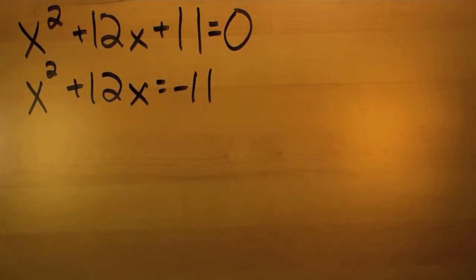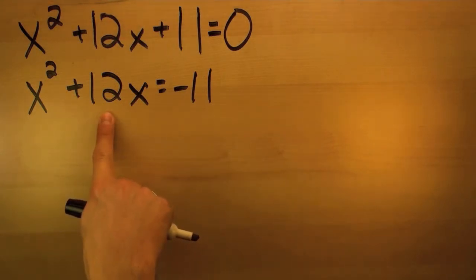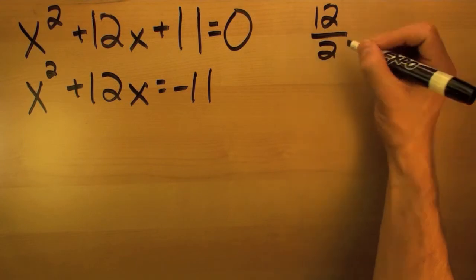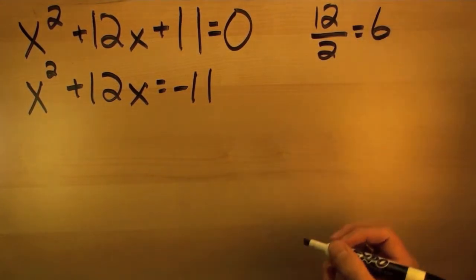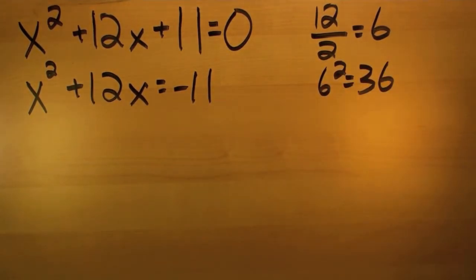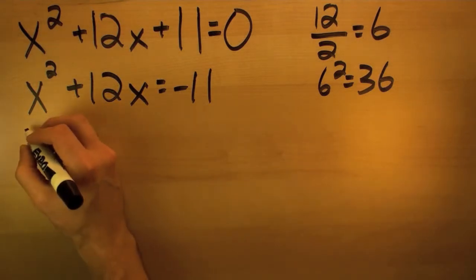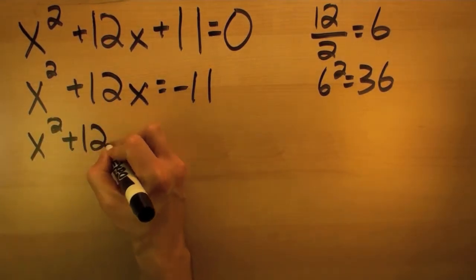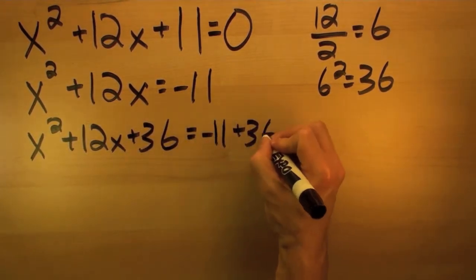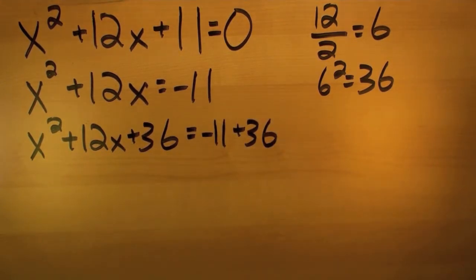We now force the left side to be a perfect square, which will allow us to use the square root property. To do this, you take half of the coefficient on the x term, you square it, and you add it to both sides. The coefficient on the x term is 12, so half of that is 6, and then we square 6 to get 36. We want to add 36 to both sides of this equation. So on the left side we get x squared plus 12x plus 36, and on the right we get negative 11 plus 36, which is 25.